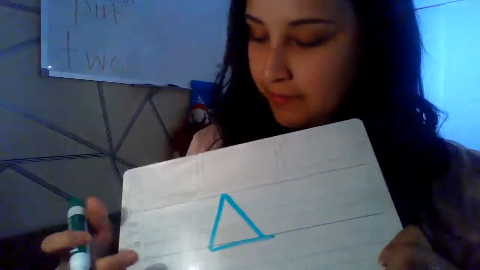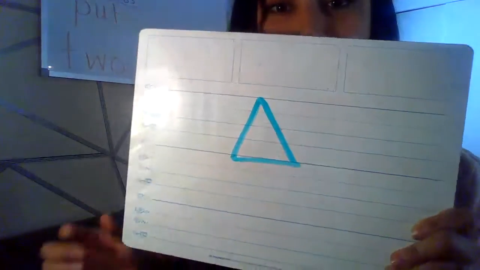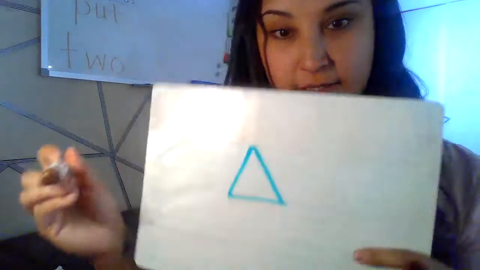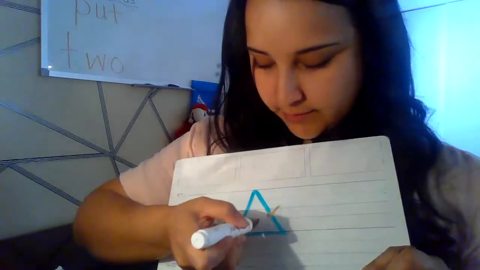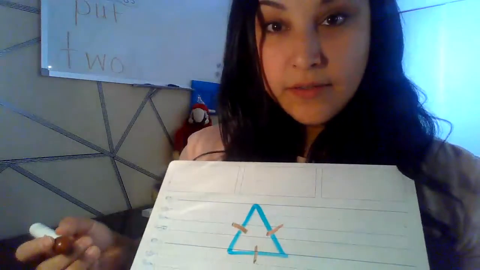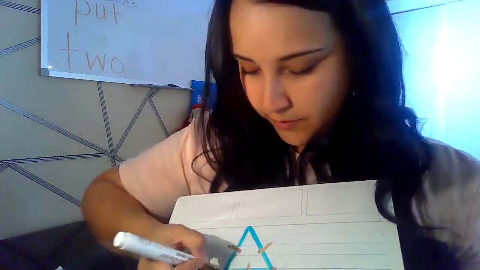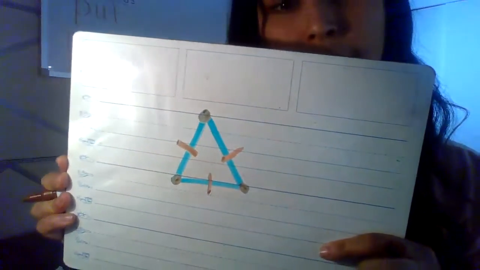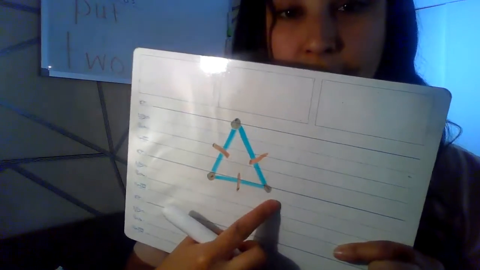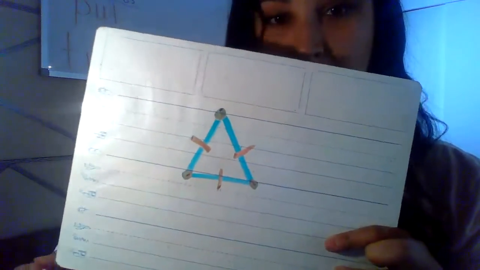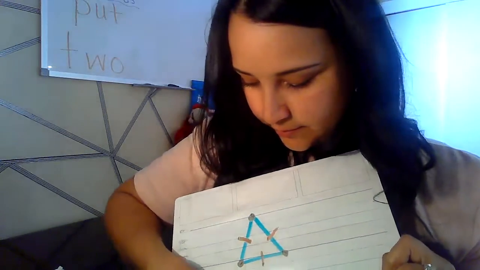So I'm going to draw very quickly a triangle. It's called the triangle because it has 3 sides. 1, 2, 3. And it also has 3 corners. So these are my corners, these are my sides. Again, this is our triangle.